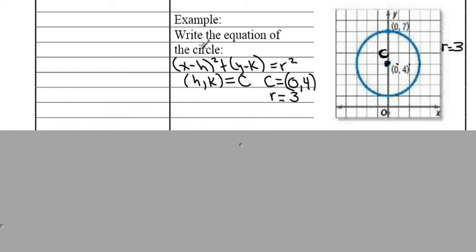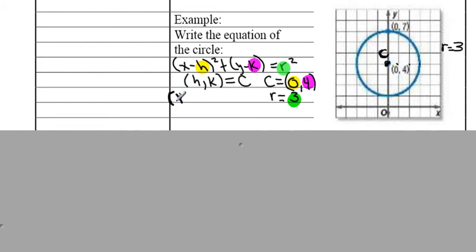Okay, then I look back and I match. I'll use colors to show you what I mean. I'm just substituting in h here and then making it the opposite sign. So this would be my h value, the 0. Then I substitute in k, which is also the center value for my y. And then my radius, I'll take whatever that number is and square it. So I'm just going to rewrite the equation, but this time substituting in my values.